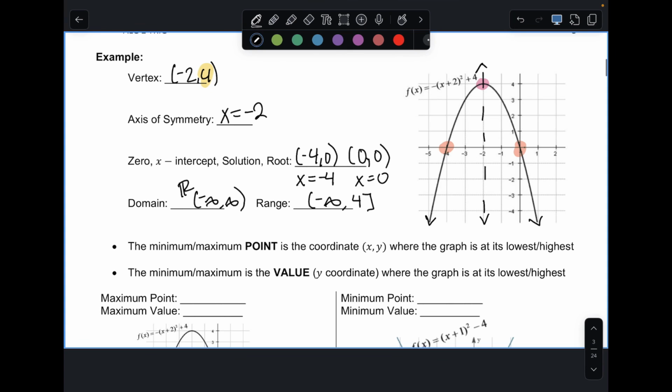Questions on vertex, axis of symmetry, domain, range, zeros? Are the numbers always going to be included? Yes, for your range, yes, because you'll always have your actual vertex at that number. Okay. Great question. So yeah, it will always be parenthesis bracket or bracket parenthesis. Okay? Any other questions?